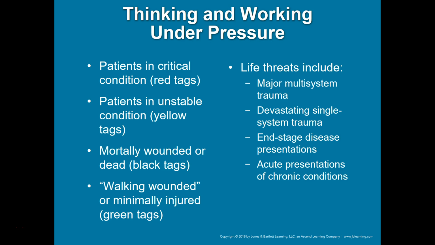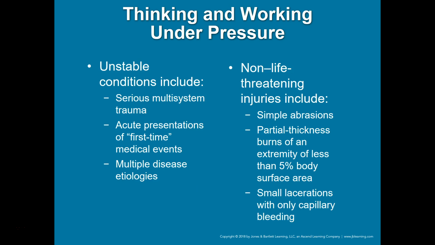So life threats, when we talk about life threats, those guys, we're talking about multi-system trauma, major multi-system trauma, devastating single system trauma, so, one really big injury, end-stage disease presentations, acute presentations of a chronic condition. So unstable conditions include serious multi-system trauma, acute presentations of a first-time medical event, MI, those type of things, multiple disease etiologies, non-life-threatening, simple abrasions, partial thickness burns, small lacs.